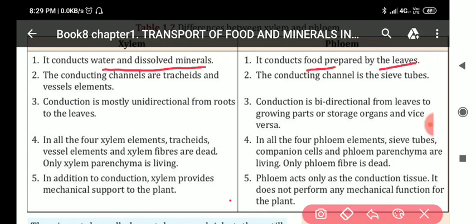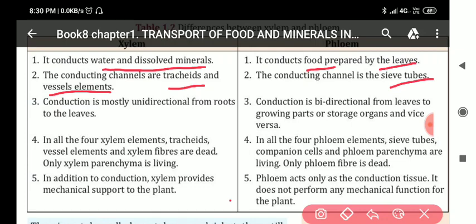Now second point: the conducting channels in the xylem are tracheids and vessel elements. And in the case of the phloem, the conducting channel is the sieve tubes.